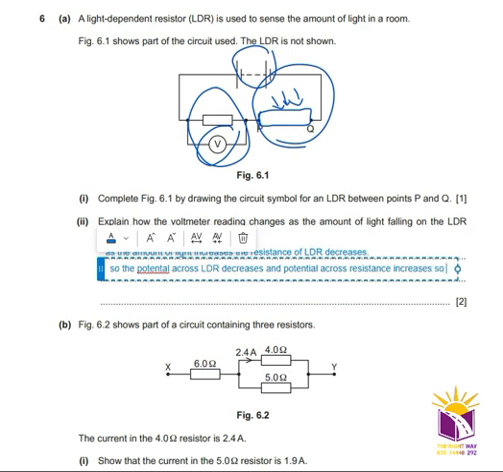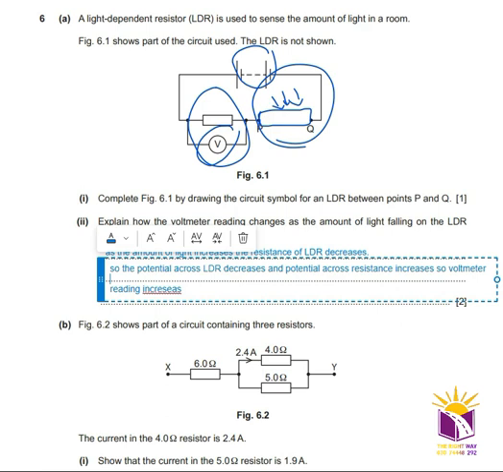So the voltmeter reading increases. As the potential across the LDR decreases, the potential across the resistance increases, so the voltmeter reading increases. Okay.